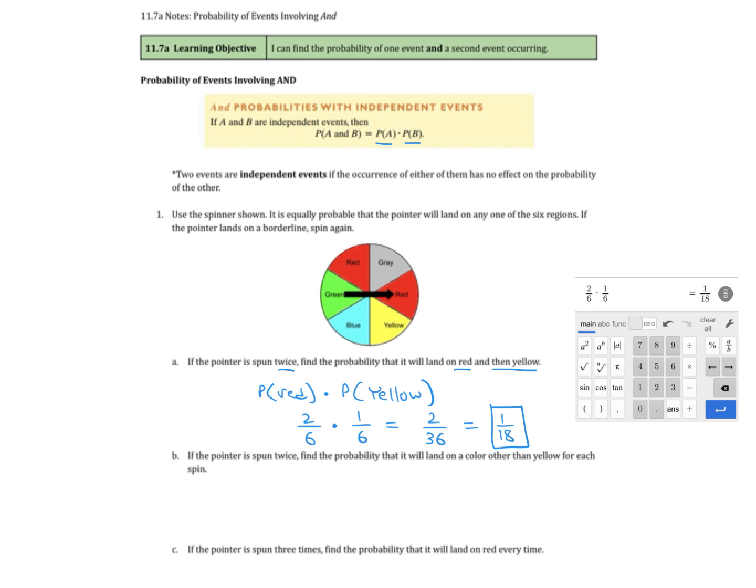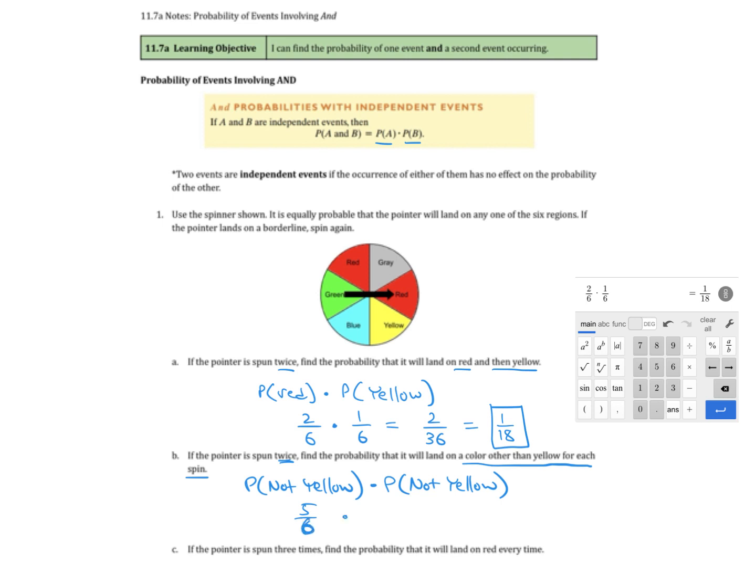Number 2, if the pointer is spun twice, so again twice, find the probability that it will land on a color other than yellow for each spin. So we want the probability that it does not land on yellow on the first spin, and then the probability that it does not land on yellow again for the second spin. The probability of not getting yellow is, well, there's 1 yellow, the other 5 outcomes are not yellow, so 5 out of 6.